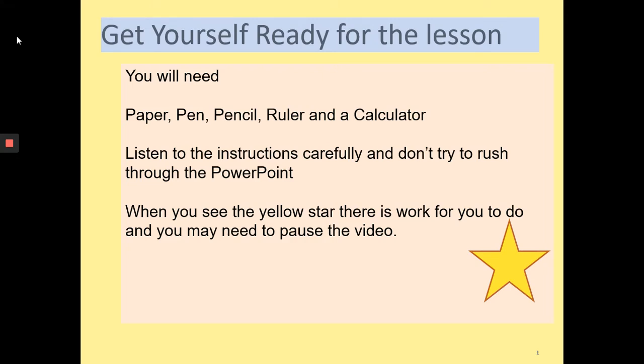Hello Year 10 and welcome to my physics lesson on displacement and distance. Before we start the lesson, let's make sure you've got the correct equipment. So you're going to need some paper, pen, pencil, ruler and a calculator. Pause the video now and get your equipment ready.